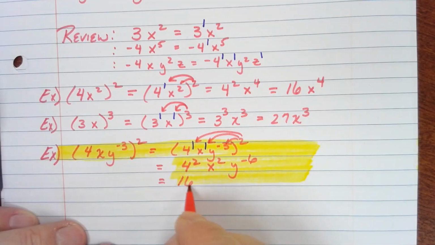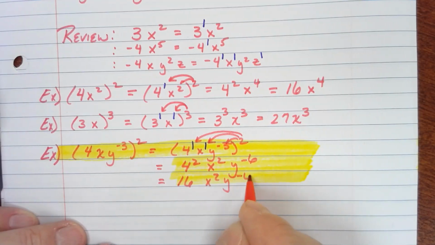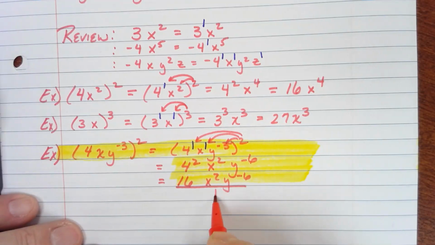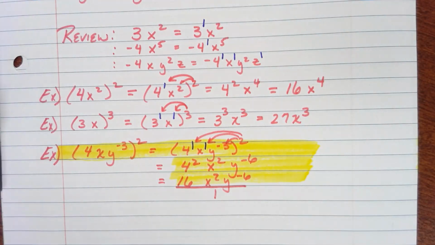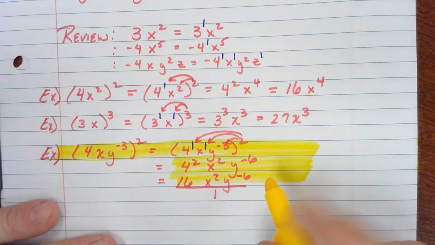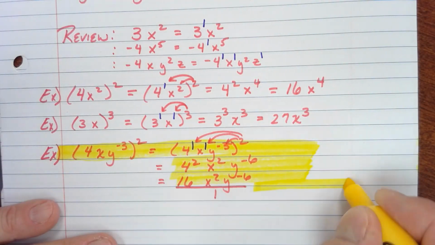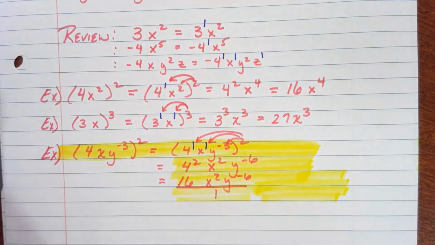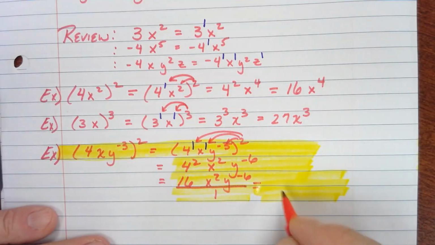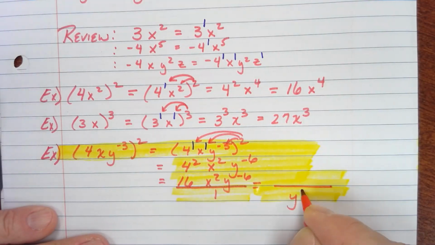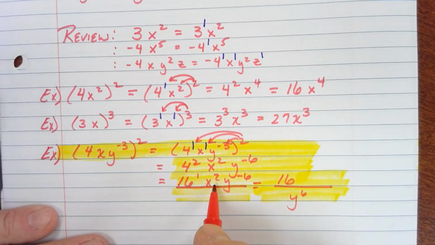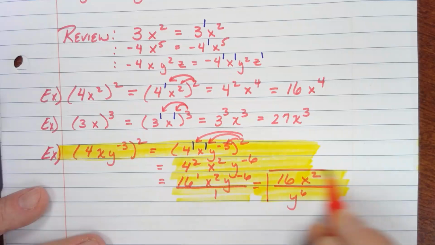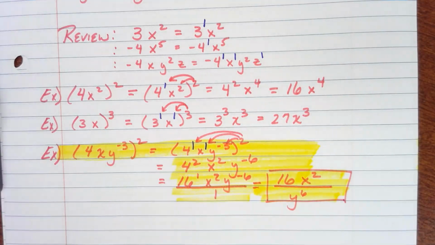4 squared is 16. And that -6, I'm not allowed to have that in my final answer. So I am going to move that across the fraction bar and make it positive. The 16 has a 1 on it, so I don't move it. X squared is a positive 2, so I don't move that. And this becomes my final answer here.